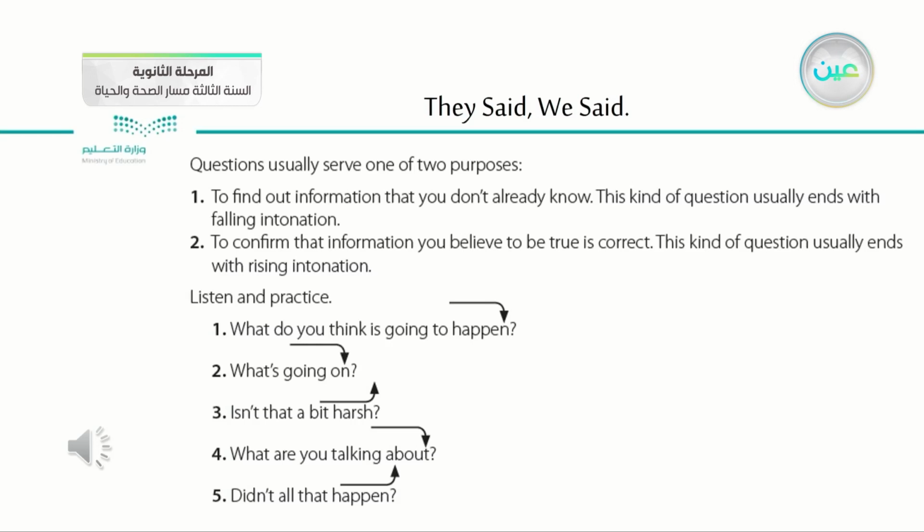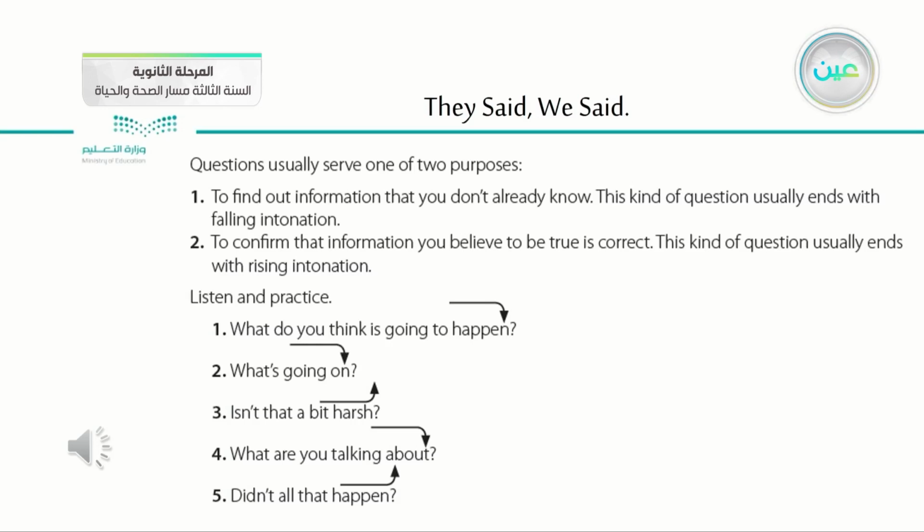Now we have listened to 5 sentences, and in each sentence we have an arrow at the end of the sentence. In the first one, as you can notice, we have an arrow that is going down. If you look back at this question and read it, what do you think is going to happen? You will understand that this person is asking about something that he or she has no idea about. They have no knowledge about that thing. So we have here an arrow that's going down, which means that this question ends with a falling intonation.